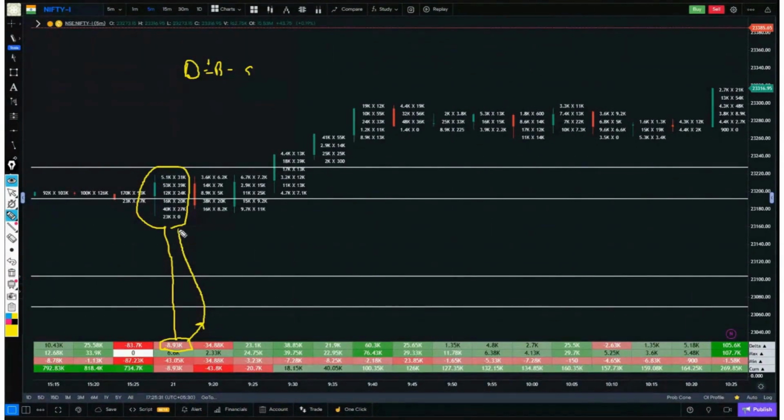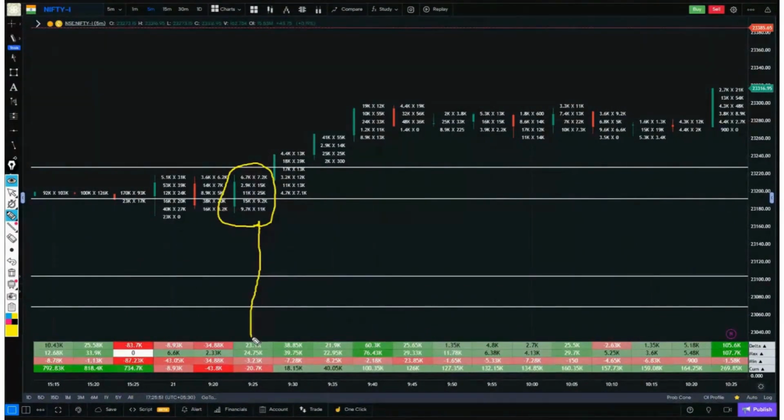As compared to buyers, let's take any approximate value: sellers at 18,000 and buyers only 10,000. So what value comes out here? 8,000. This delta has told us. Now, let's look at this candle. What is the delta of this candle? In the green box, there is no negative sign, so the delta of this candle is 23,000, and that too on the positive side.